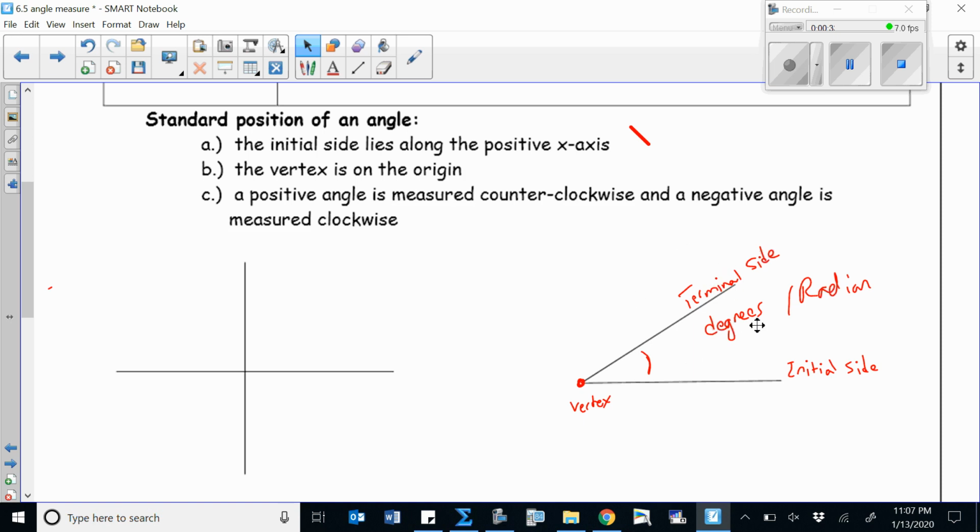Angles are usually measured with degrees or radians. We're going to talk about degrees today and radians tomorrow. Now let's see what the standard position of an angle is.